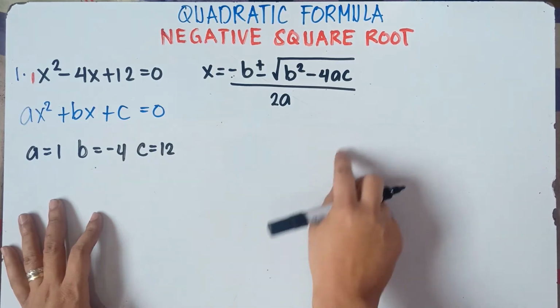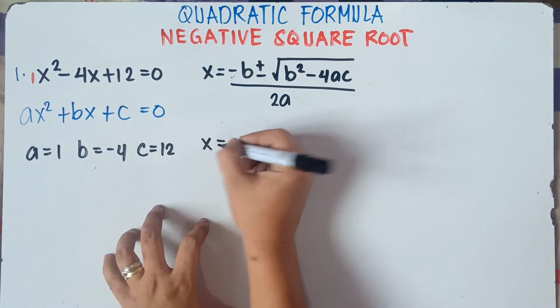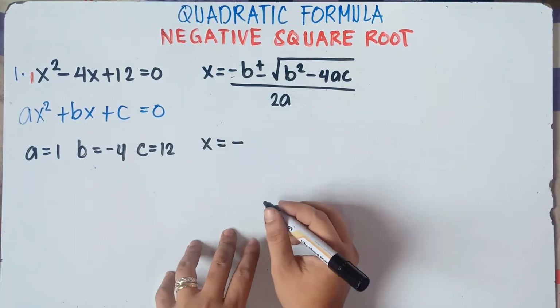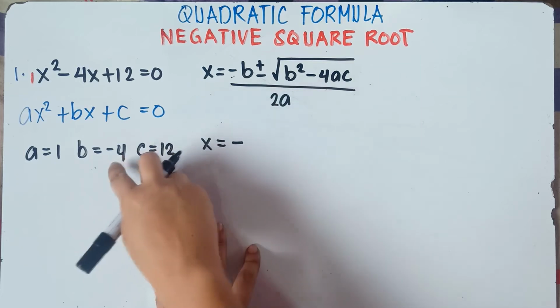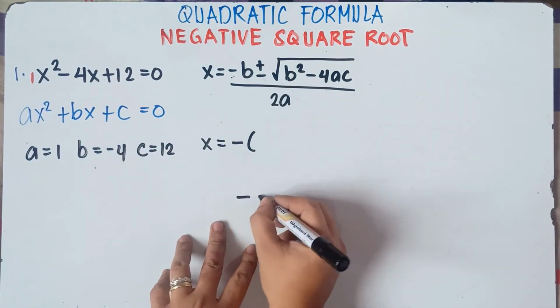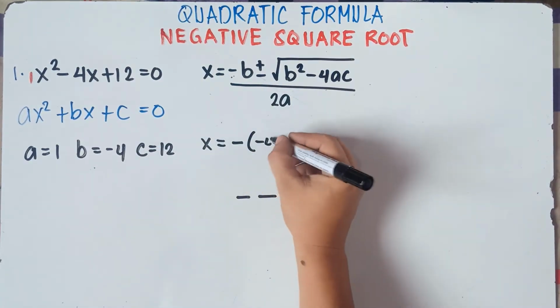Now once you get the values of a, b, and c, you substitute them, class, in this given formula. So copy x, copy the equal sign, then copy the negative sign, the minus sign, and then the value of your b, that's negative 4. You put parentheses, class, because we are not allowed to have two signs close to each other. Put parentheses, then copy negative 4.